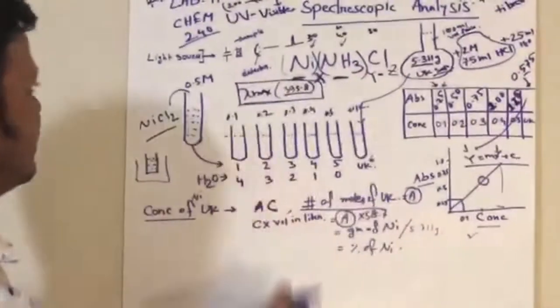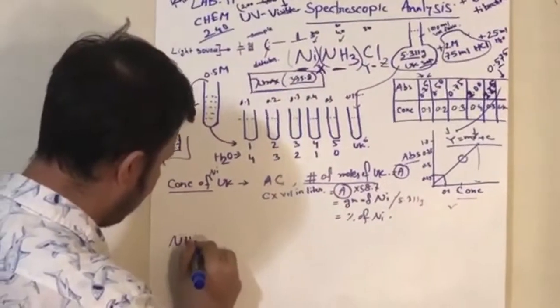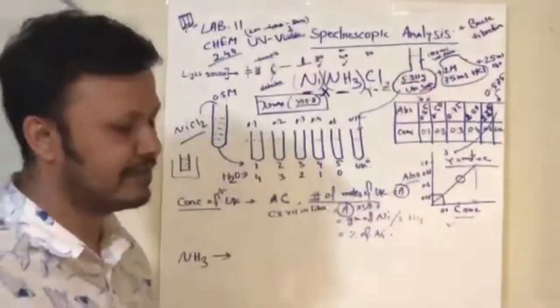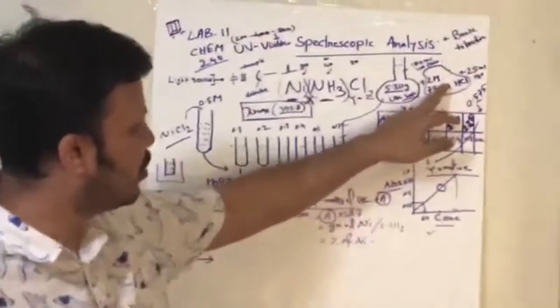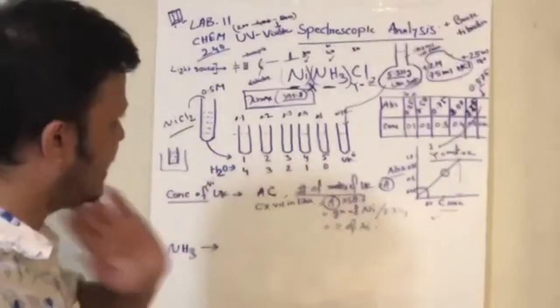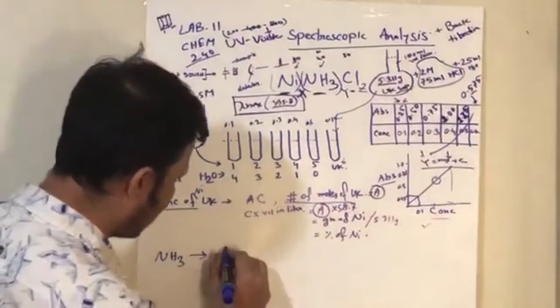Now come to the ammonium part. So here what we did actually, we added 75 ml of 2 molar HCl to 100 ml, right? So 100 ml contains what?